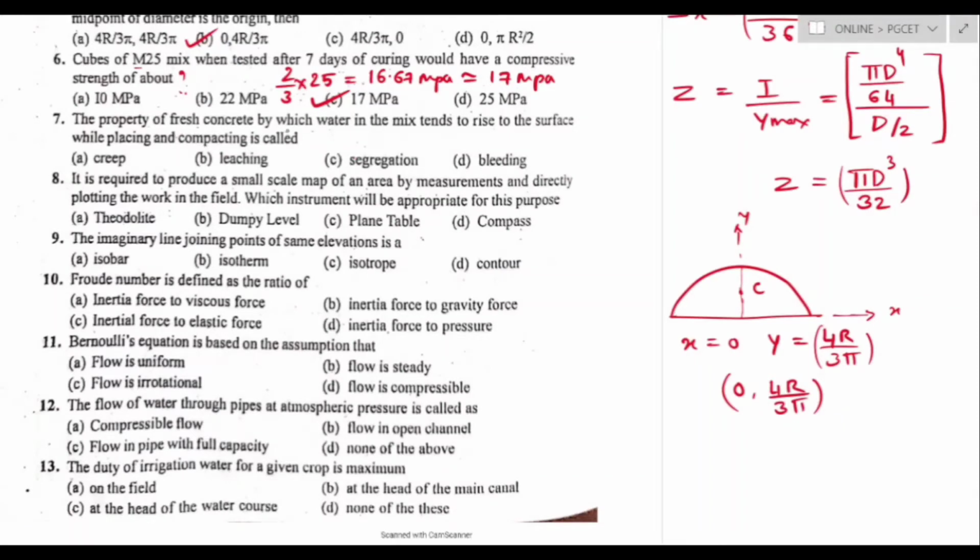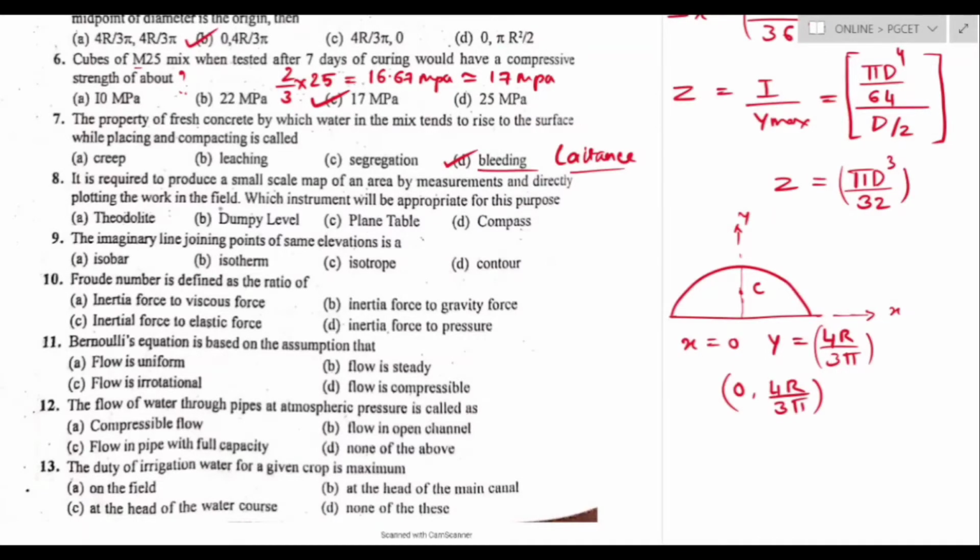Question number 7. The property of the fresh concrete by which water in the mix tends to rise to the surface while placing and compacting is called bleeding. Bleeding is the phenomenon where the water in the mix tends to rise to the surface while placing and compacting, and the paste which is formed above the surface of the cement is called laitance. So option D will be the right answer.